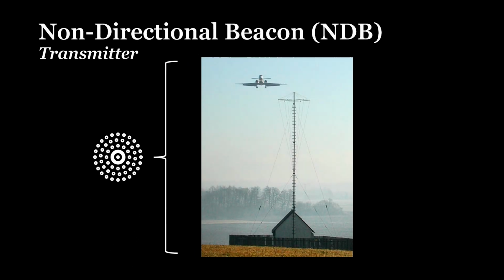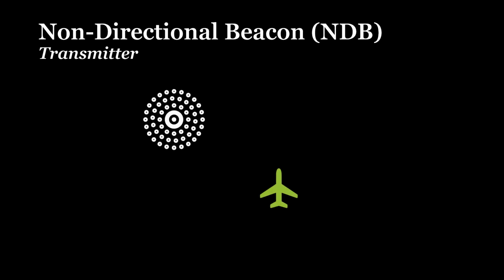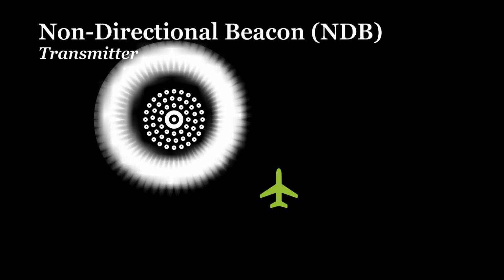NDBs were first developed in the early 1900s and were initially used for maritime navigation. However, as aviation technology advanced, NDBs became an essential component of the aviation radio navigation system. As the name implies, they broadcast a continuous signal omnidirectionally, typically in the low to mid-range radio frequencies.